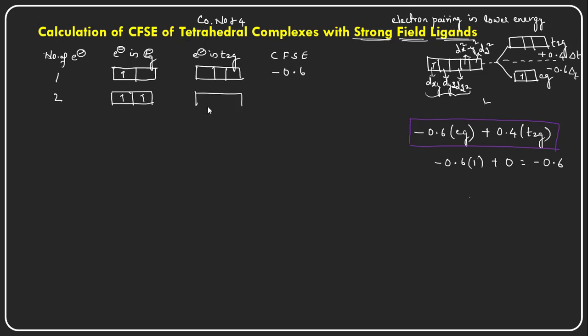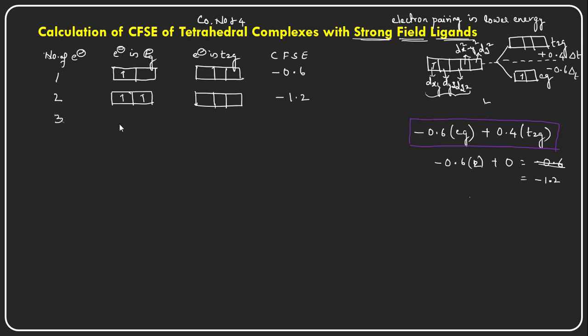And are there any electrons present in the T2g orbital? No electrons are present in the T2g orbital, so this value will be 0 only. And how many electrons are there here? Instead of 1, here I am taking 2 for the second electron. So what will the value be now? This will be equal to minus 1.2, so minus 1.2 delta T.